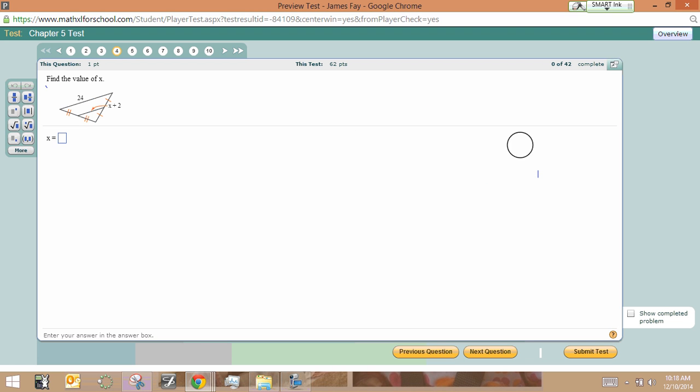This is the exact same idea. It's a mid-segment, okay? So we're going to say 2x plus 2's equal 24. I'll go ahead and let you solve that one on your own.